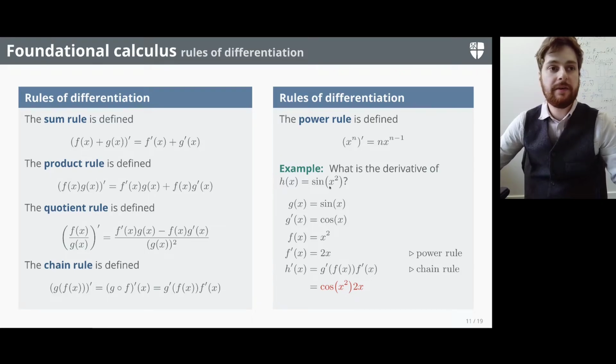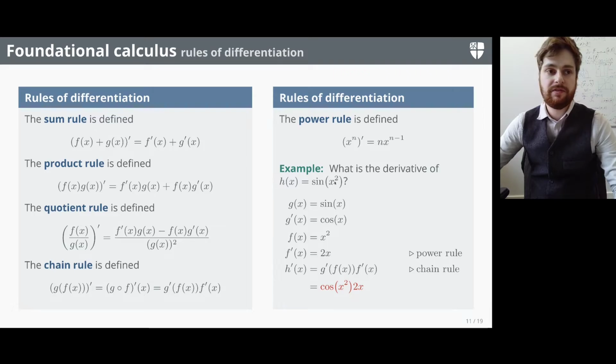What we need to do is first break it down into two functions. We're going to start by looking at the outer part, and then we're going to look at the inner part. So the outer part is g of x equals sine of x, and the inner part, f of x, is equal to x squared. Then we're going to calculate the derivatives respectively for the outer part and the inner part, and then substitute them in together and use the chain rule. So let's start by doing this.